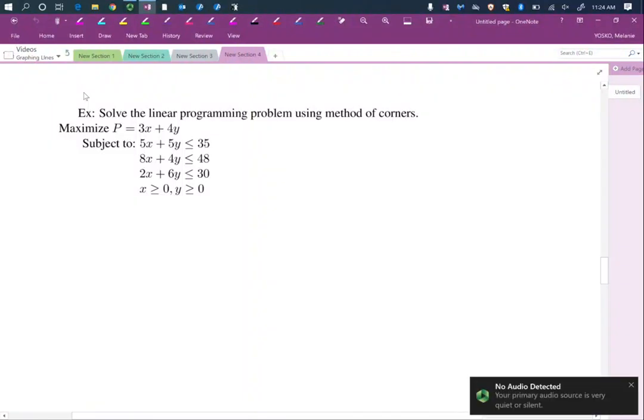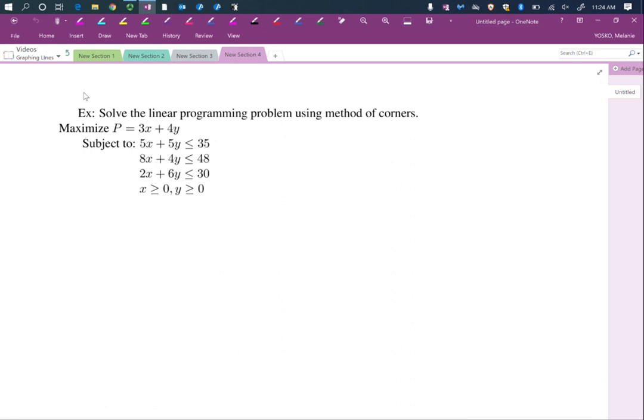We're going to solve the linear programming problem using method of corners. So we're going to maximize P equals 3x plus 4y, subject to 5x plus 5y less than or equal to 35, 8x plus 4y less than or equal to 48, 2x plus 6y less than or equal to 30, x is greater than or equal to 0, and y is greater than or equal to 0.